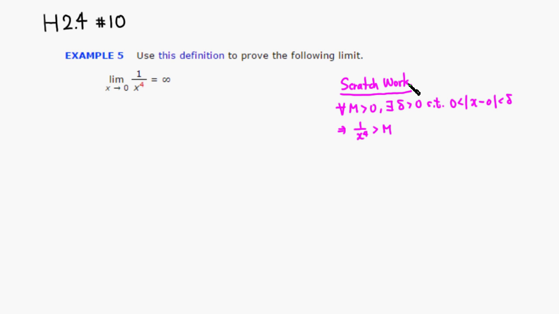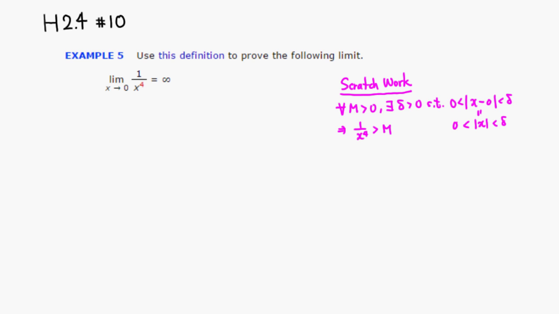Alright, so let's do that. So it's 1 over x to the fourth. Let's start with this guy and try to connect with that. So this is really the same thing as just the absolute value of x, right? So here, start with this guy. 1 over x to the fourth is greater than M, right?